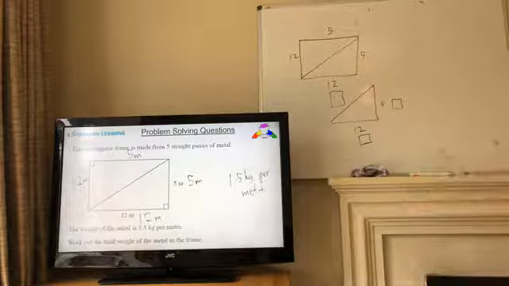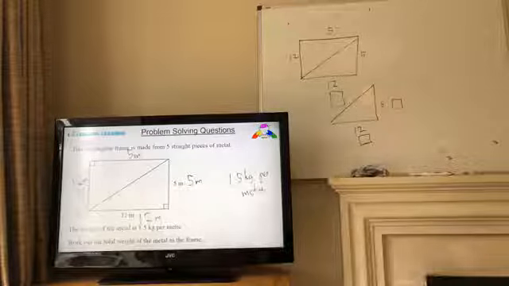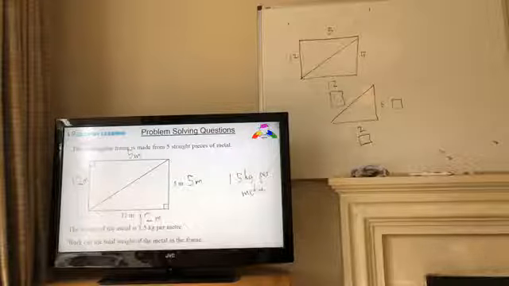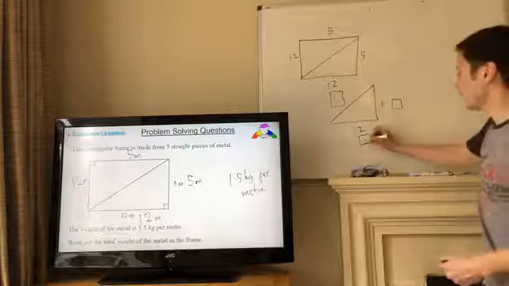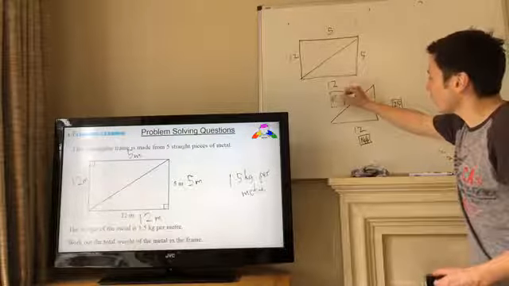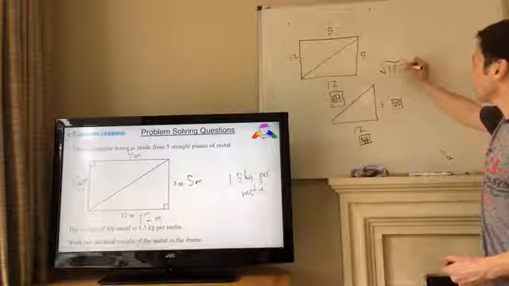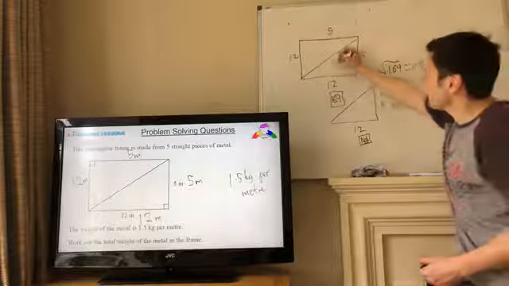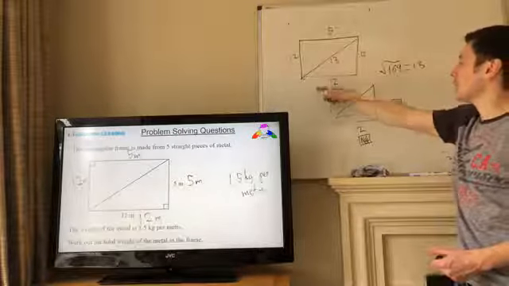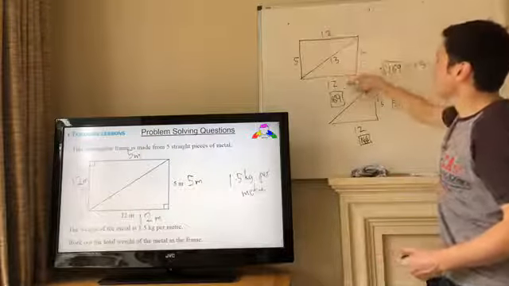So this one here is 144, this one is 25, add those together you get 169. So I then square root that, the square root of 169 equals 13. So I know this length here is 13. I then add together all the lengths of my wireframe. So it's 12, 12, 5 and 5.